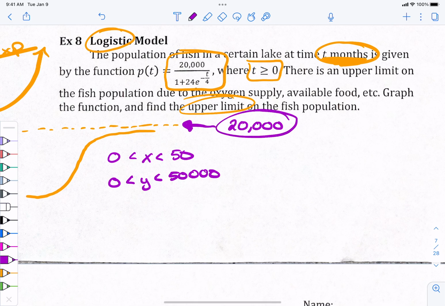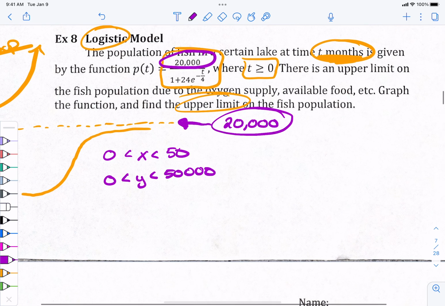Do you know why? Because that's embedded into the formula. They're saying that's the maximum amount, 20,000. That's the cap. So this lake will not hold any more than 20,000 fish because we don't have enough food in the lake to accommodate more than that.